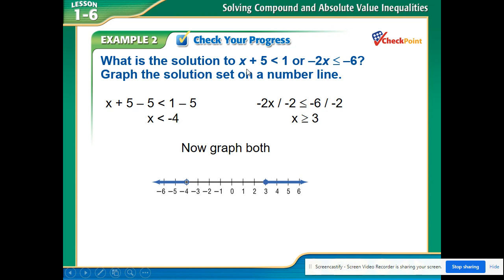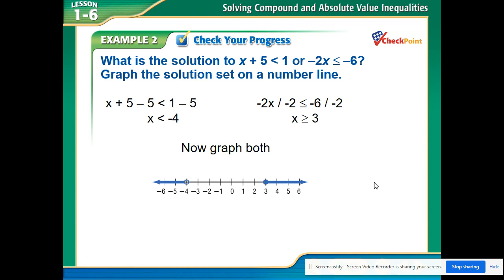Let's try another one. X plus 5 is less than 1, and negative 2x is less than or equal to negative 6. So subtract 5, x is less than negative 4. That's this part of the graph here. And here we divide by negative 2. Dividing by negative still switches the signs. We have x is greater than 3, and we graph both of them, and we're done.